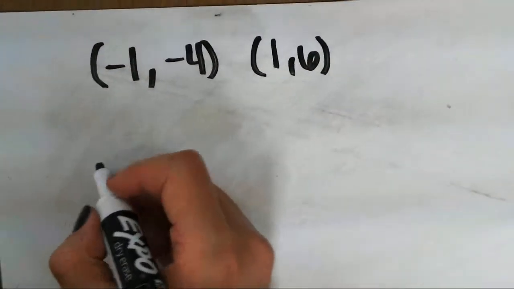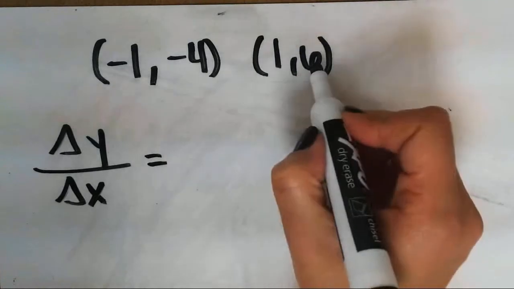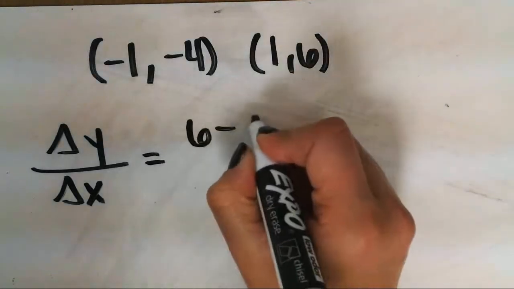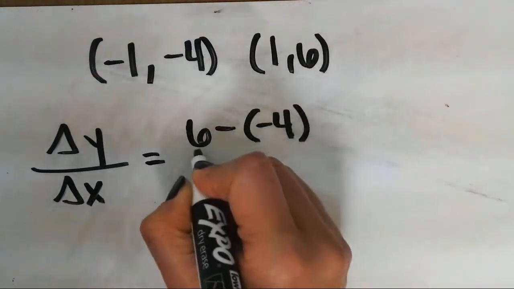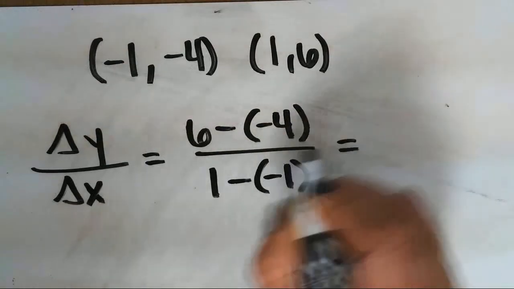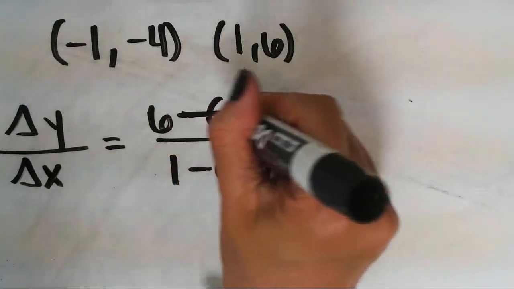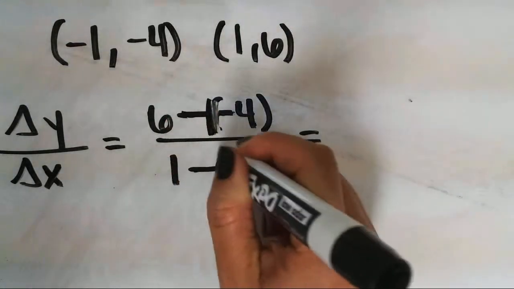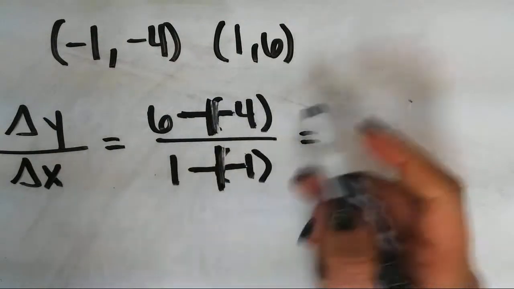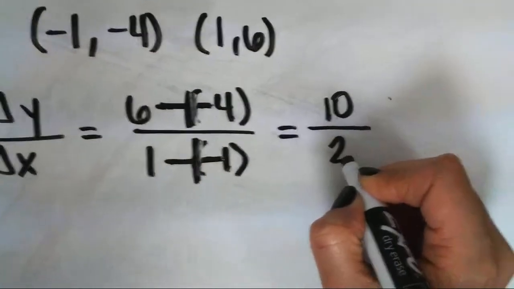So using my slope formula, I'm going to find my change in y over my change in x. So my y's are changing. I have 6 minus -4 divided by 1 minus -1. So 6 minus -4, remember this turns into a plus, and so does this bottom one. So I have 6 plus 4 is 10, and 1 plus 1 is 2.